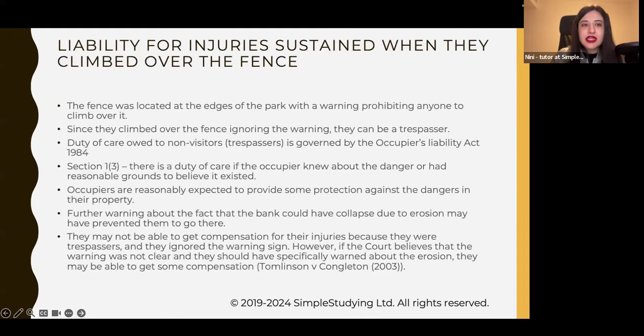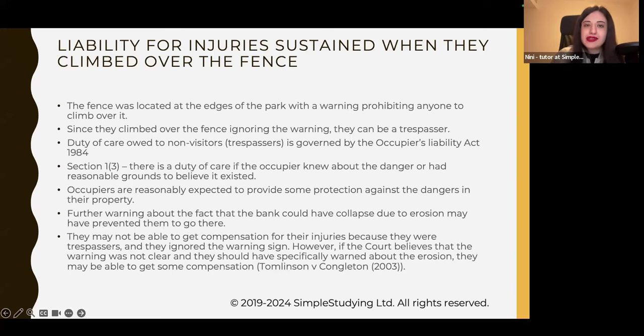Liability for injuries sustained when they climb over the fence. Once you complete your discussion about James, then you should discuss what the potential liabilities are that arise for injuries that they sustained when they climbed over the fence. Can they sue the amusement park for leaving the edges of the park in this dangerous state that resulted in their injuries, or because they were trespassers, they may not have a claim? That's what you need to discuss.